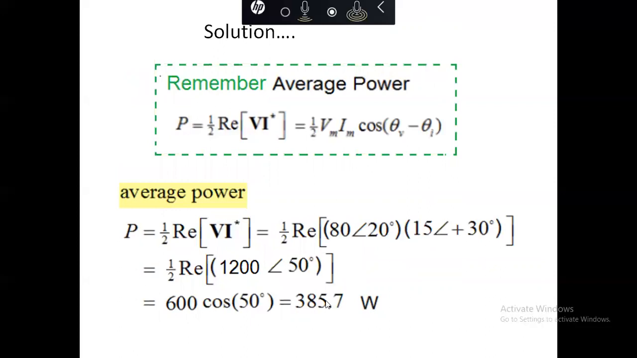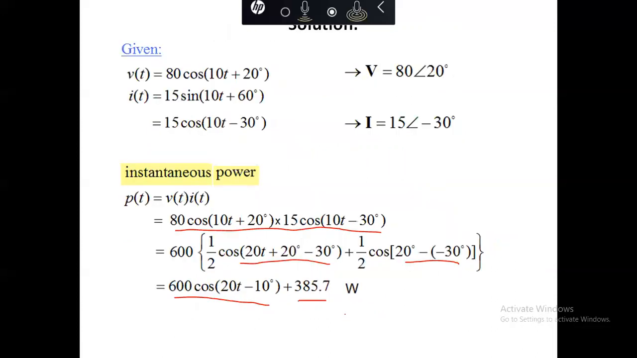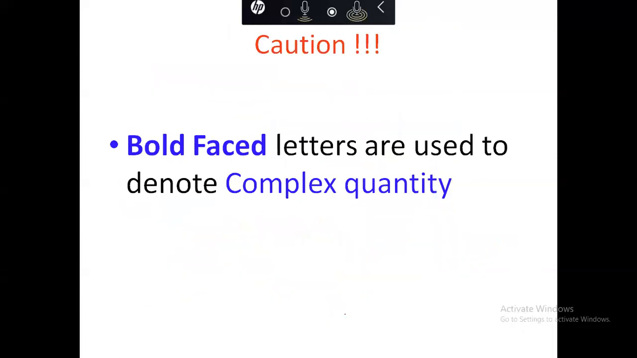So what about the average power? Average power, we find it in the phasor form. So we have the current conjugate part. So the current conjugate part is here. So 15 at minus 30 degrees is converted to plus 30 degrees. And we have half real of 1200 at the angle of 50 degrees. So that value is 385.7 watt. So it means that the power supplied to the network is equal to 385.7 watt.